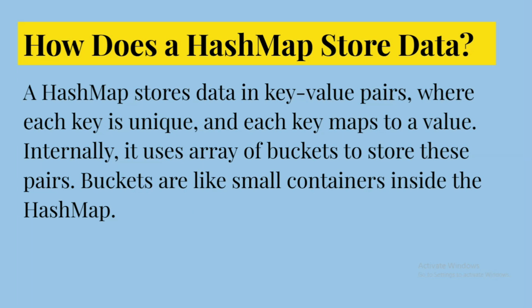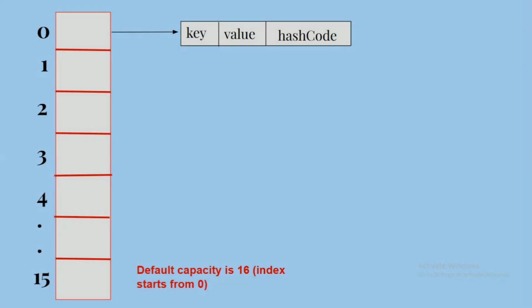Internally, it uses an array of buckets to store these key-value pairs. Buckets are like small containers inside the hash map. Here we can clearly see that an array of buckets is created, and each bucket contains the key, value, and hashcode.